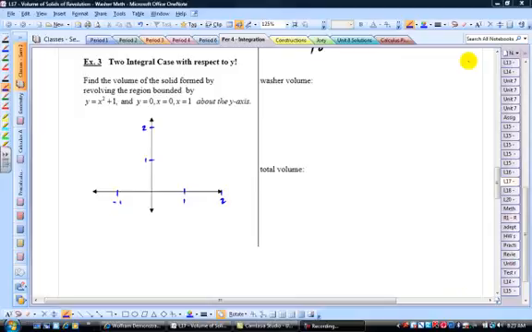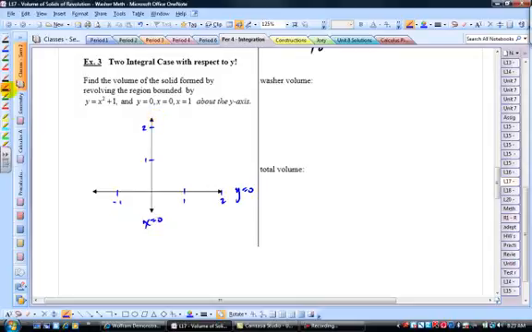So in example 3, what we want to do is find the volume of a solid formed by revolving the region bounded by this parabola, y equals x squared plus 1, y equals 0 here, which happens to be the x-axis, x equals 0, which happens to be the y-axis, and the line x equals 1.